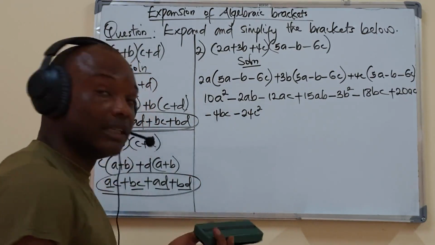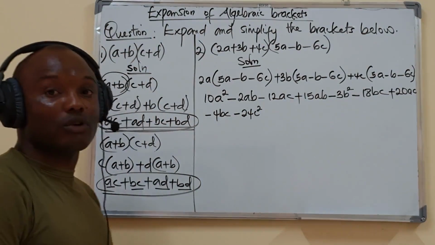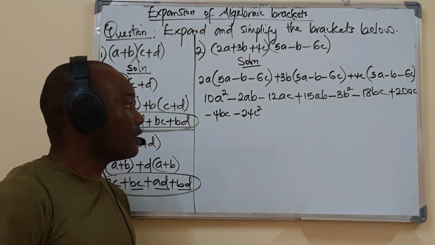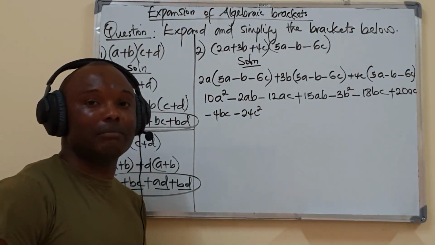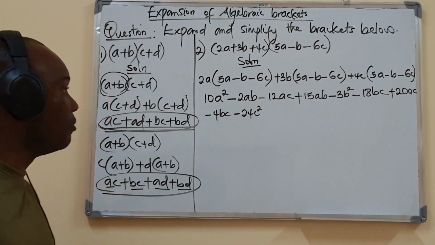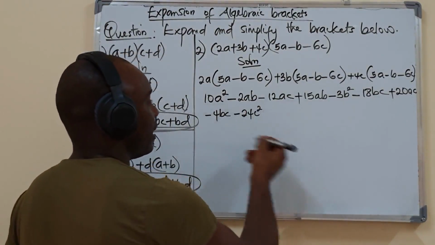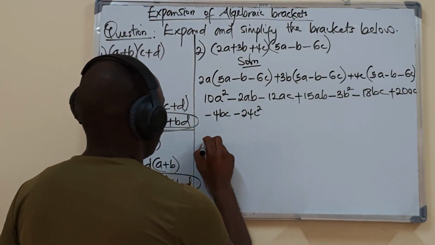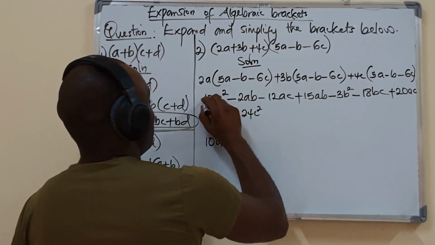Now, when you get to this stage, the next thing you need to check is whether there are common terms or like terms, as the case may be. The reason being that if there are like terms, then we can combine them together and simplify the expanded form a little bit. So let's take a look. We already have 10a squared. There's no other a squared. So just bring it down. 10a squared remains where it is. So I'm done with this.